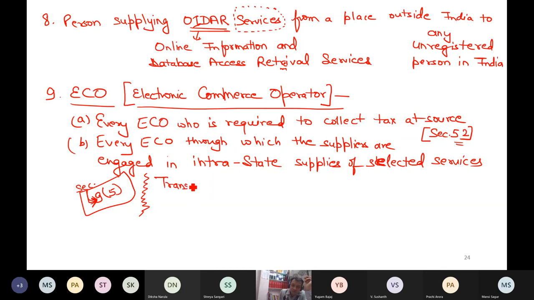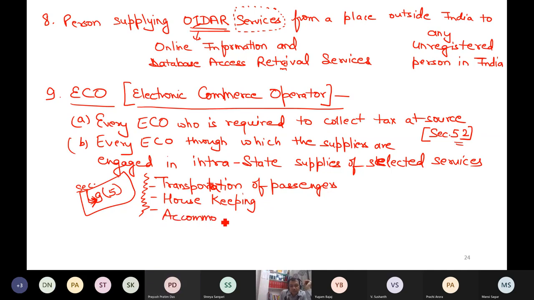Transportation of passenger, if you remember, housekeeping, and do you remember the third one? Do you remember which is that third service? Anyone who can remember this point? Accommodation. Yes, very good. Accommodation. In case of these services, whenever any supplier supplies these services, then ECO has to pay the tax.